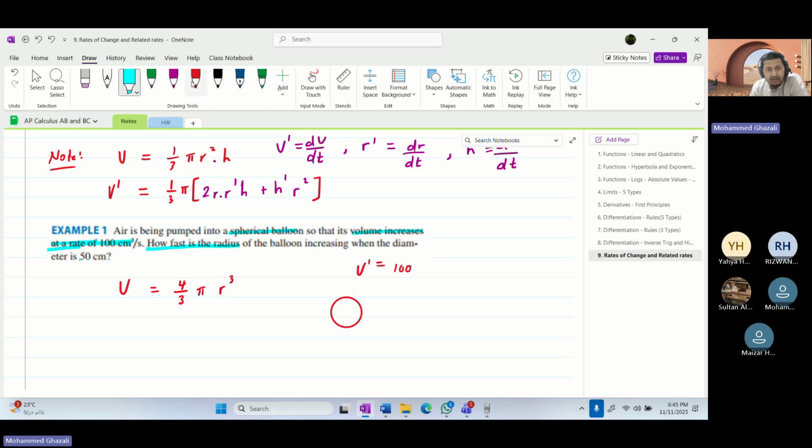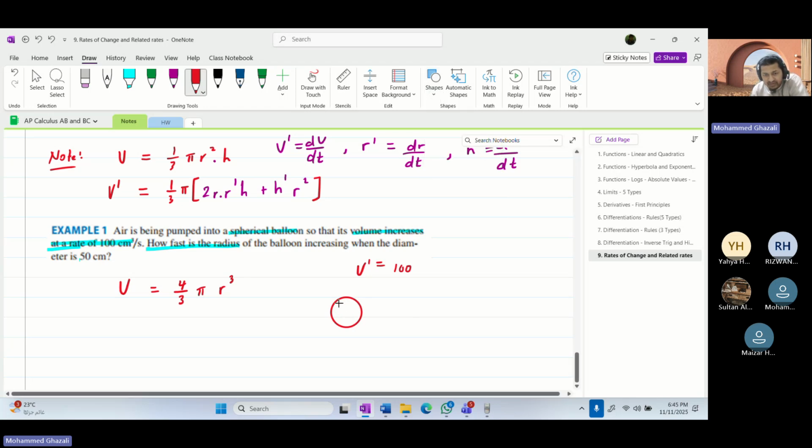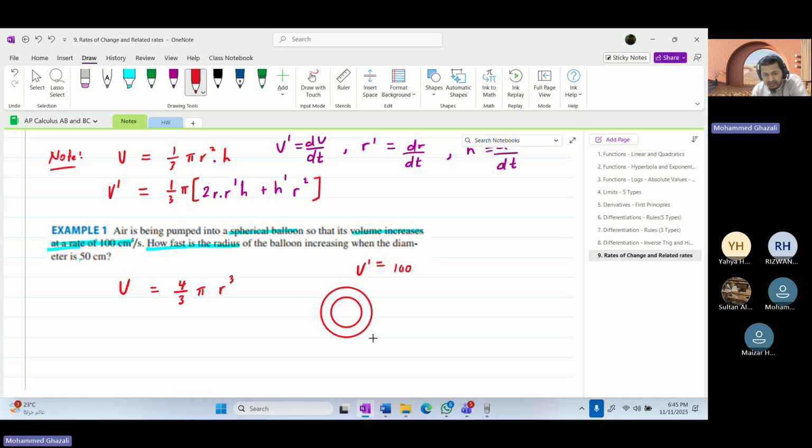So remember, basically what's happening is you have a balloon and it's expanding, because you're pumping air into the balloon. So the balloon expands to there. Initially the radius was there. Now the radius got bigger and bigger. So we want to know at radius 25. Remember, a diameter of 50 means a radius equal to 25. So at that instant, we're going to find V prime.